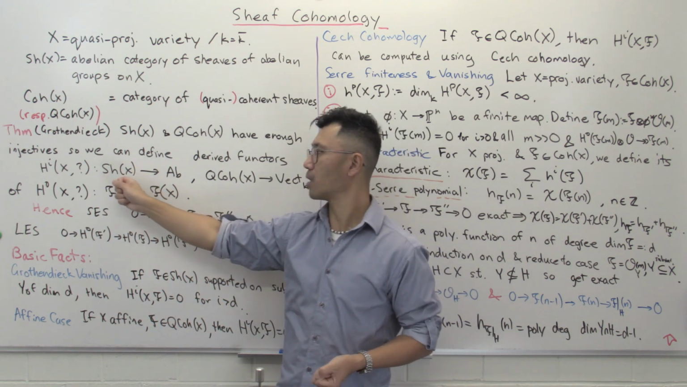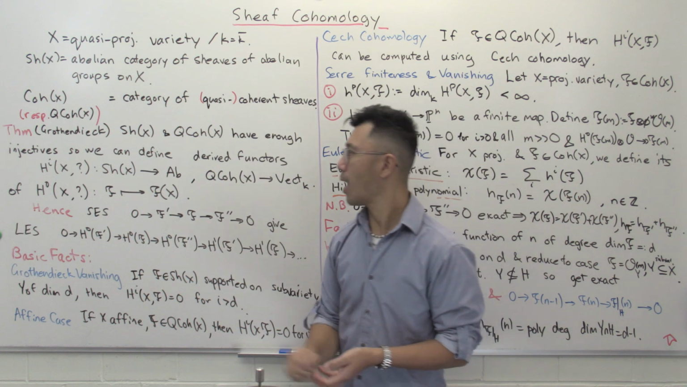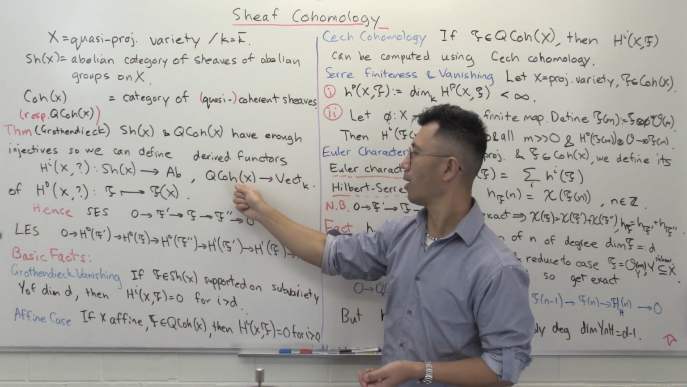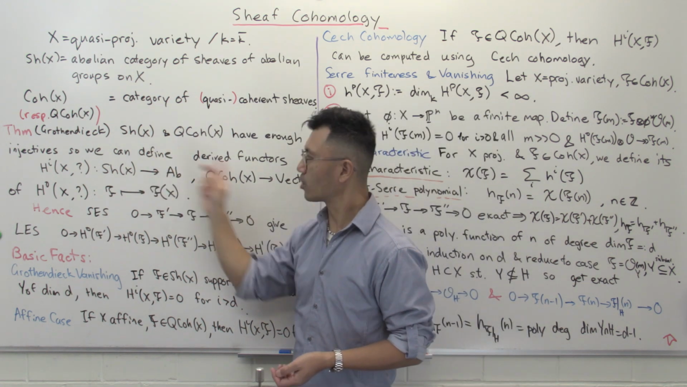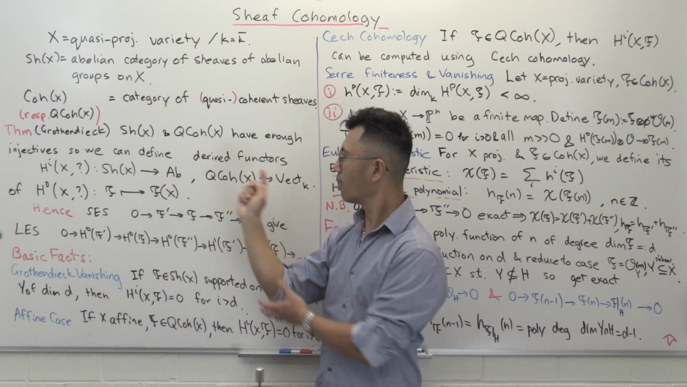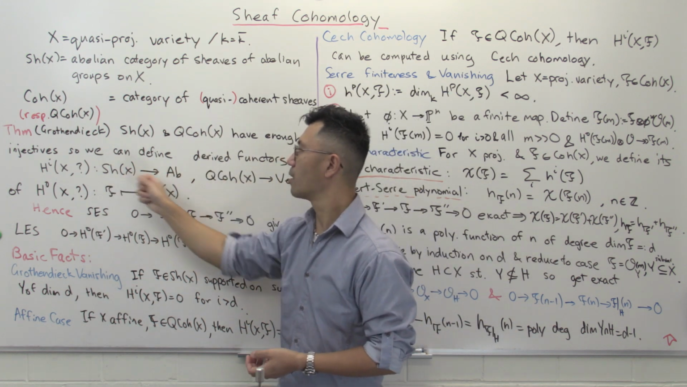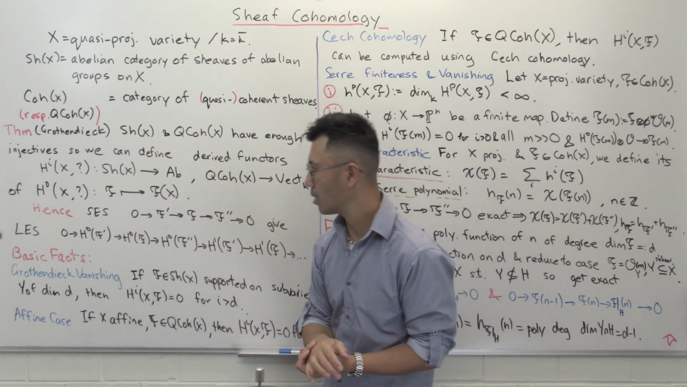So if you input a sheaf of abelian groups in here, it'll spit out an abelian group. And if you input instead a quasi-coherent sheaf, it will be a vector space over K. And actually, it's not like two separate derived functors here. If you have a quasi-coherent sheaf, you can use the definition here or the definition here, you'll get the same answer.